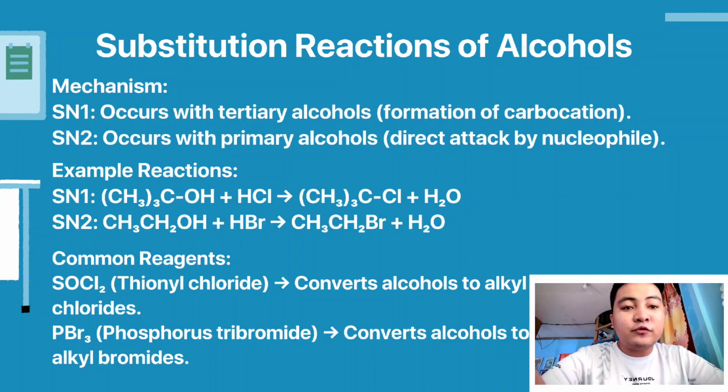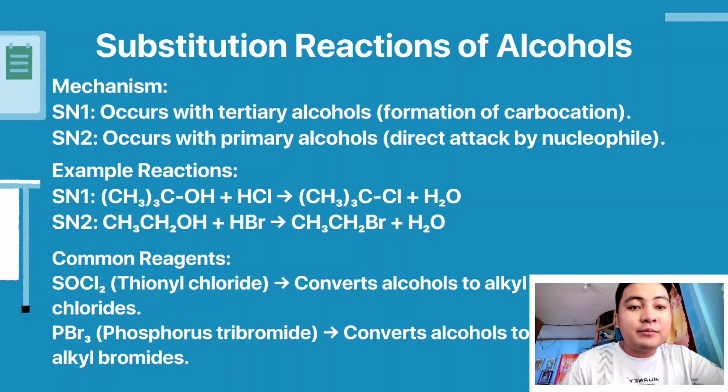Number 2 is carbocation formation. The water molecule leaves, forming a carbocation. This is the slowest step and determines the reaction rate. Number 3 is nucleophilic attack. The halide ion then attaches to the positively charged carbon, forming an alkyl halide. Example: tertiary butanol reacts with hydrochloric acid to form tertiary butyl chloride and water. Since the reaction proceeds through a carbocation, rearrangements may occur if a more stable carbocation can form.